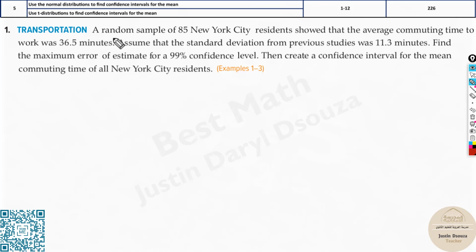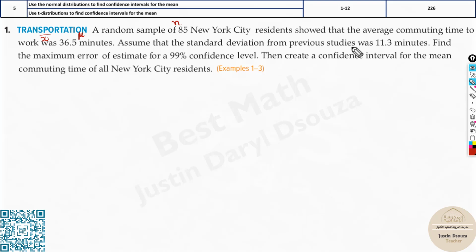First thing, you need to read the problem and understand what is given to you. A sample size of 85 New York City residents, n is 85. The average commuting time to work was 36.5 minutes. That is the average, that is the mean, mu. You can also write it as x bar, x dash. That is also fine, but generally we write it as mu.